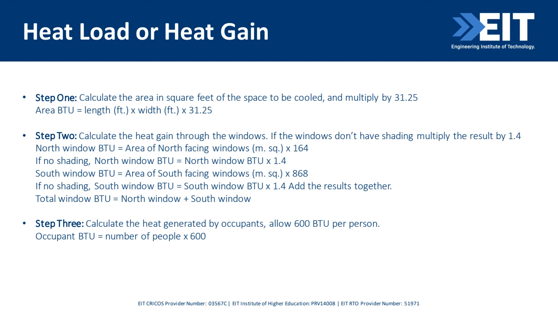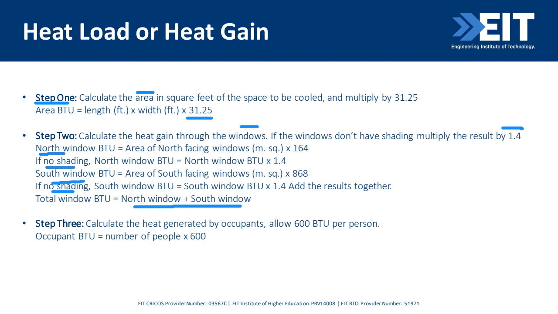Now let's look at the steps in doing the calculations. You start with the area and then multiply it. Remember the figure I mentioned, which comes from the heat load per unit area. Again, people have done some calculations. Then the heat gain through the windows. If there's no shading, then you must multiply your result by 1.4. They divide it into north window, BTU, if no shading, south window, if no shading, and then the total of what is coming in through the windows.